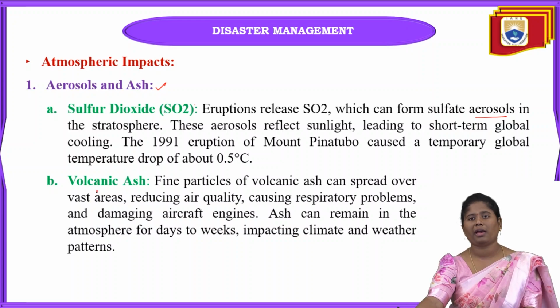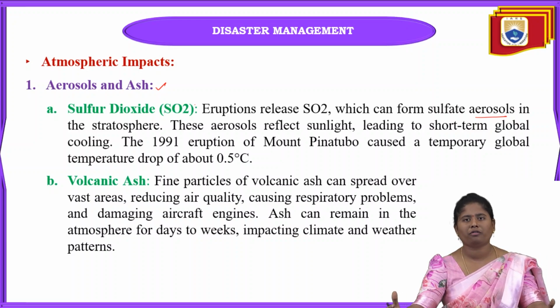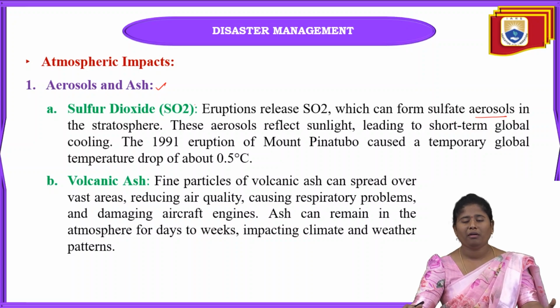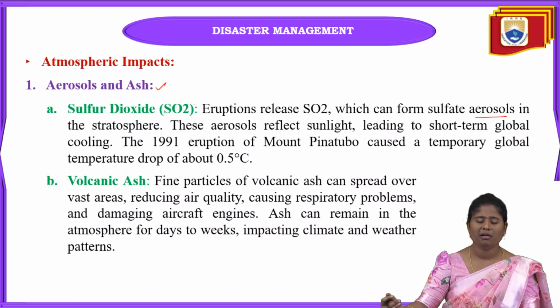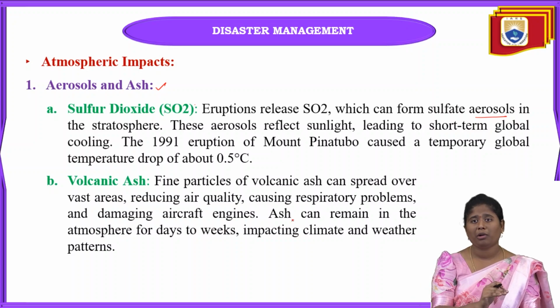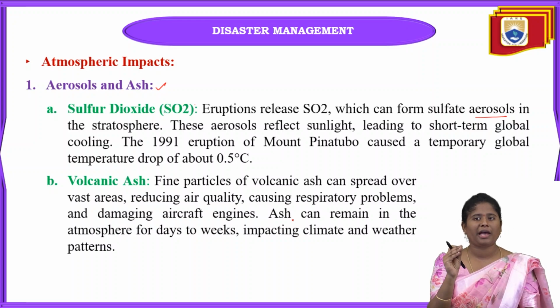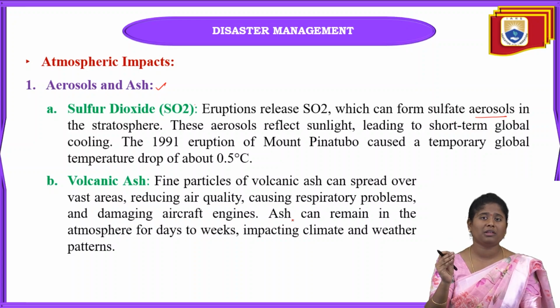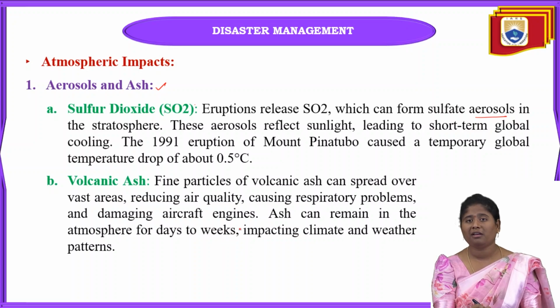Next one is volcanic ash. After the eruption of these volcanoes, volcanic ash is spread over very large areas. Some of the volcanic ash goes into the earth crust or the soil, and when it goes into the atmosphere, we face many respiratory problems. Why? Because when volcanic ash goes into the atmosphere, it reduces the air quality, and it also damages aircraft engines.